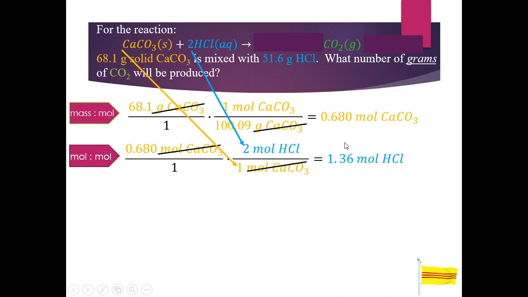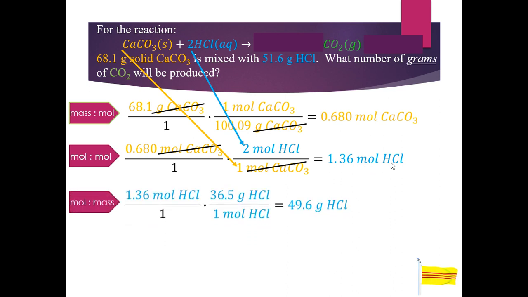Okay, so let's go ahead and convert 1.36 moles of hydrochloric acid into grams of itself. In this case, we're going to go from moles to mass. So carry the previous answer down to the next step, which is 1.36 moles of hydrochloric acid. We put that over 1 mole because now you're doing molar mass. So you really don't need to look at the balanced reaction here. So just 1 mole of hydrochloric acid.